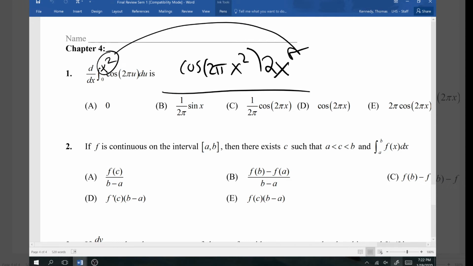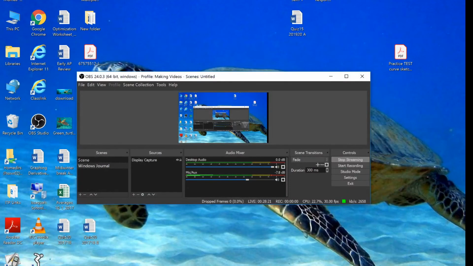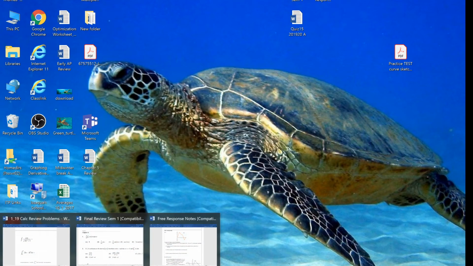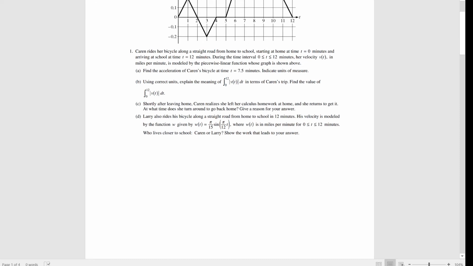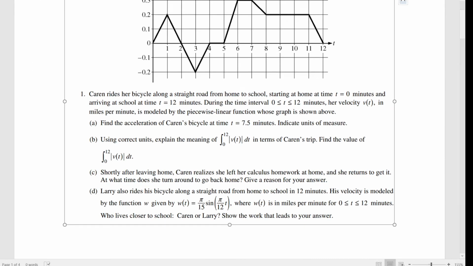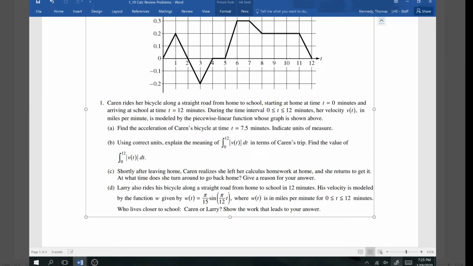All right. Yeah, let's do free response now. And my prepared free response is this one right here. And okay, so Karen's riding her bicycle on this, starting at home at 0 minutes and arriving at school at 12 minutes. During the time, her velocity is shown above, so she isn't going very fast, as far as this is concerned.